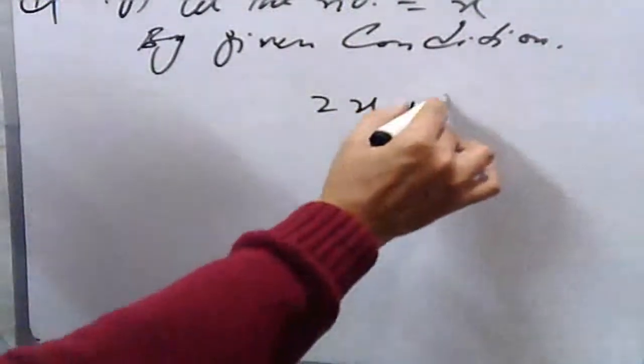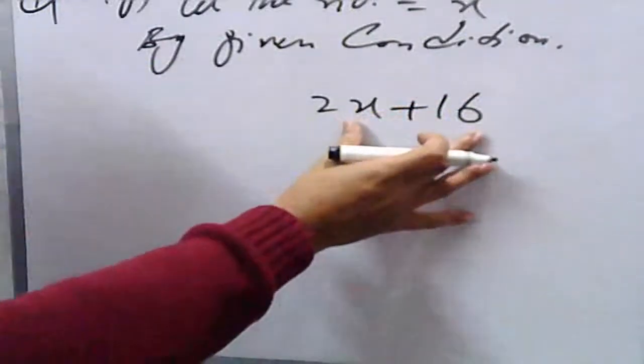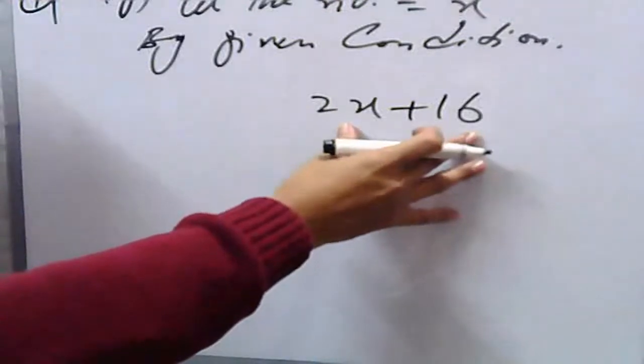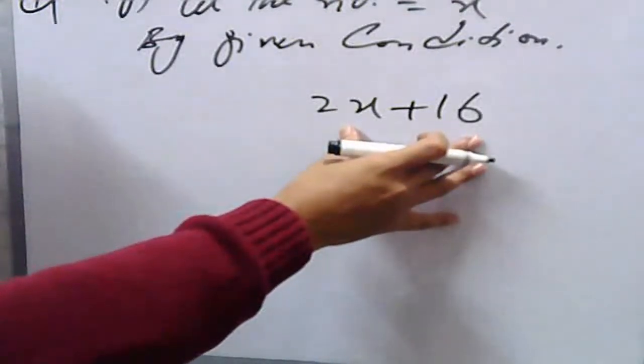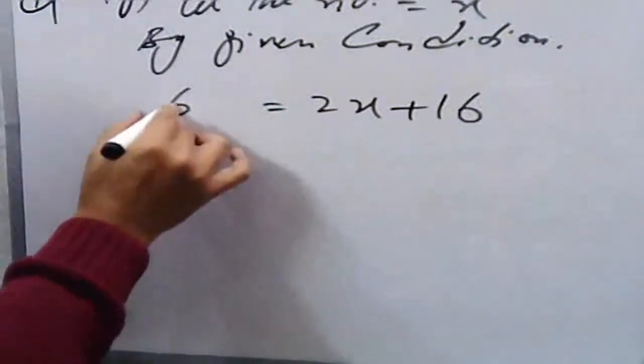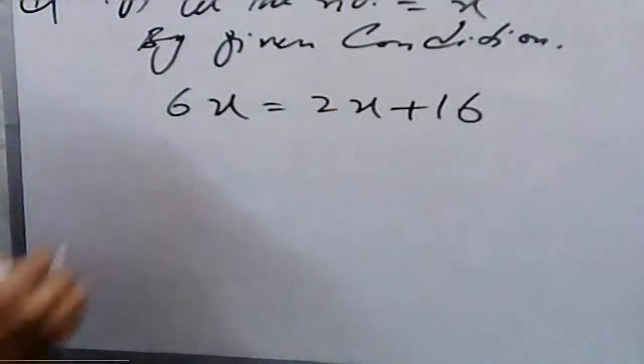6 times a certain number is 16 more than twice the number. So it means 16 more than twice the number. So we write it as equal to 6 times the number. So this is your required condition.